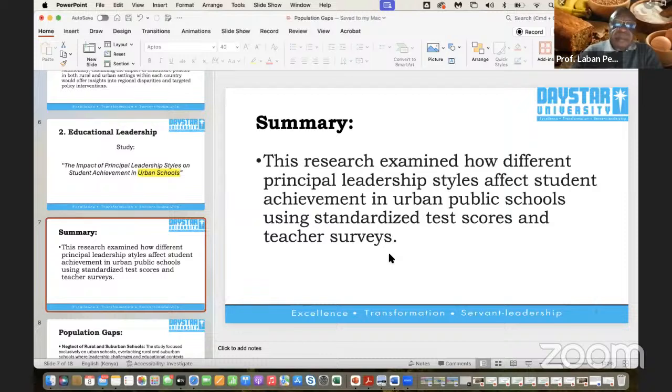So how does the leadership style affect academic outcomes in urban public schools? Urban public schools are schools that me and you know, Ziwani Secondary, and all those other schools in those highly populated areas. So we are dealing with that population. We're not dealing with the population of Lenana, Kenya High, Nairobi School. No, we are dealing with this population.